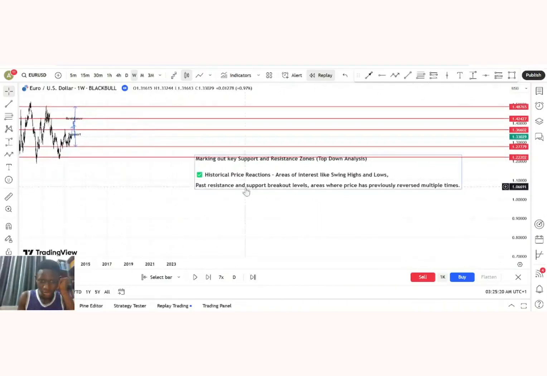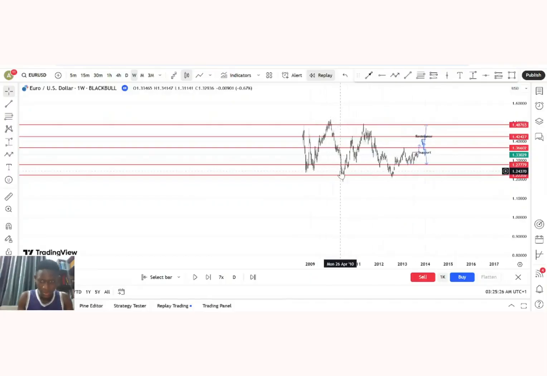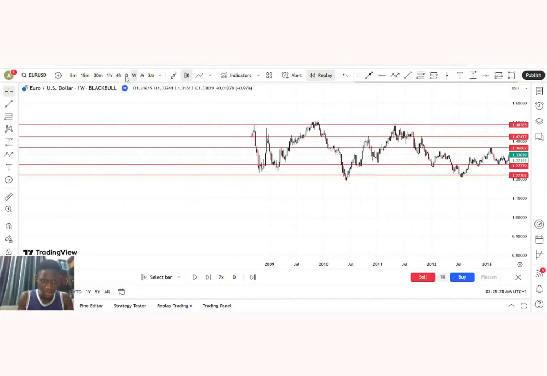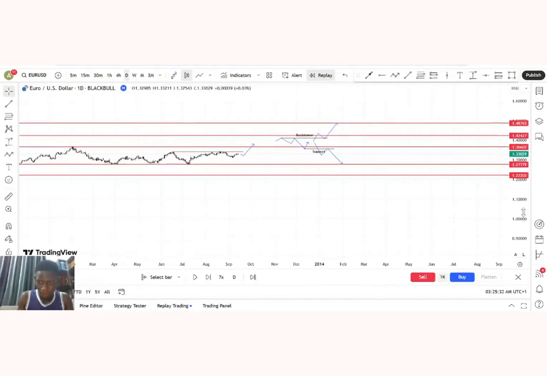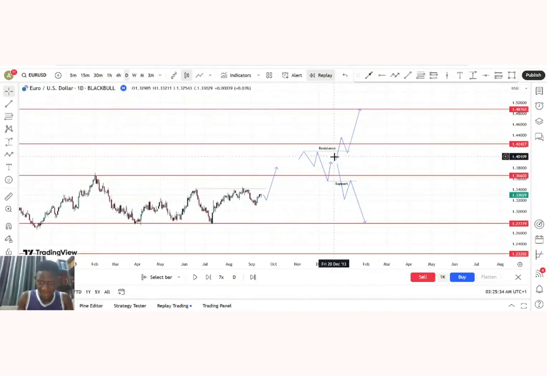Okay, so now look at this. Past resistance and support breakout levels. So now this is what we mean by past resistance and support breakout levels. Looking at this, past resistance, okay, now this is a level, it's a resistance level. So it's a past resistance level and it was broken out.